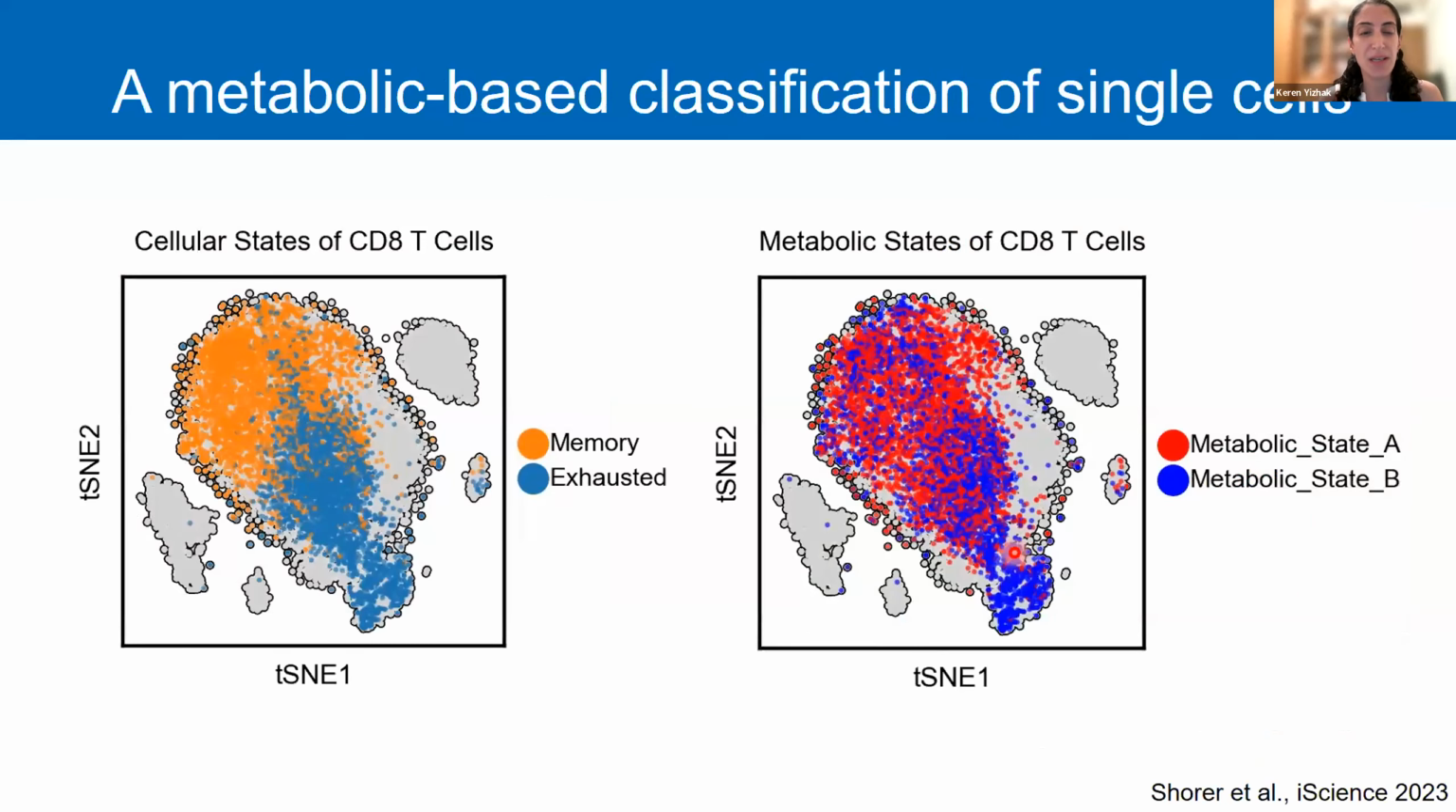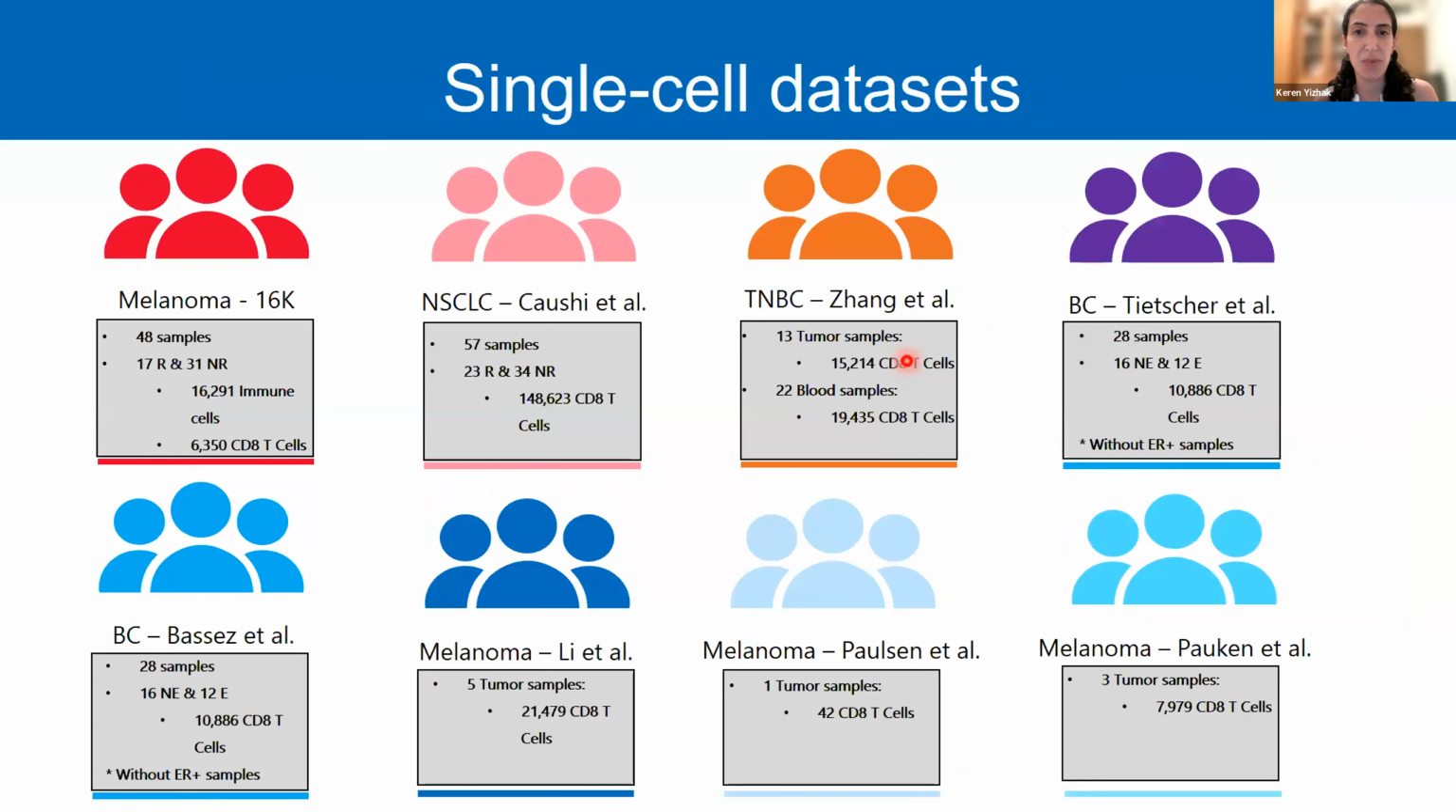Now we can take these 12 genes, this 12 gene signature, and reclassify cells. So before we had the classification to memory and exhaustion, but now we classify them based on the expression of these genes to metabolic state A and B. And we wanted to test the prediction power of this 12 gene signature across different data sets. And I'll quickly show you the results.